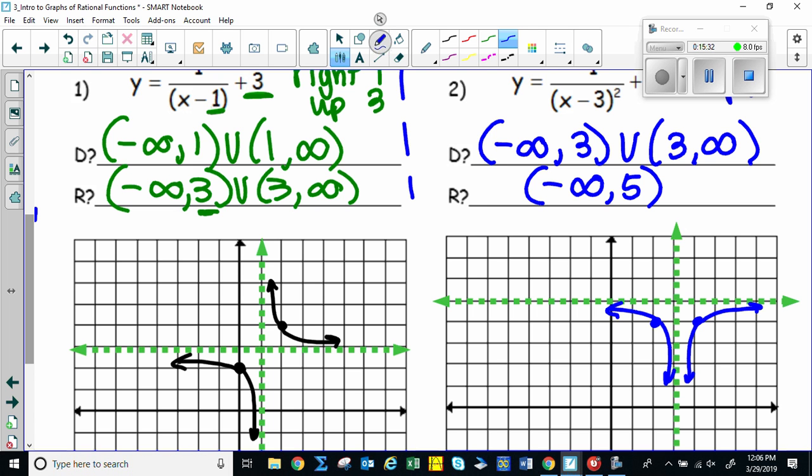If I asked you for the vertical asymptote, x equals 3, which is going to be the same number that you have here. If I asked you for the horizontal asymptote, you're going to tell me y equals 5, which is the same value you're going to see in your range.